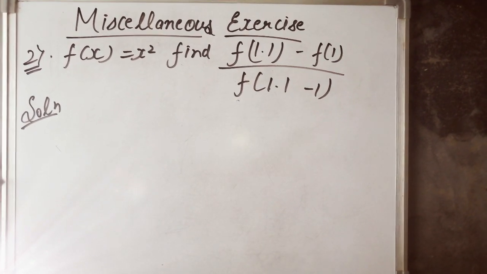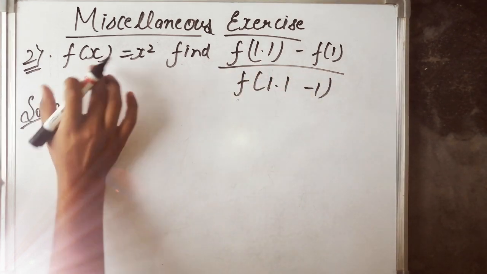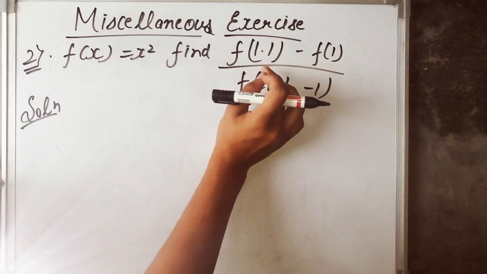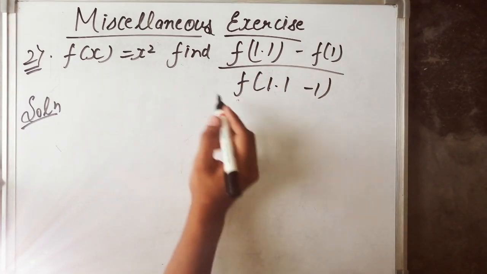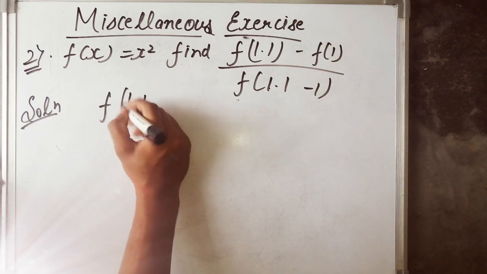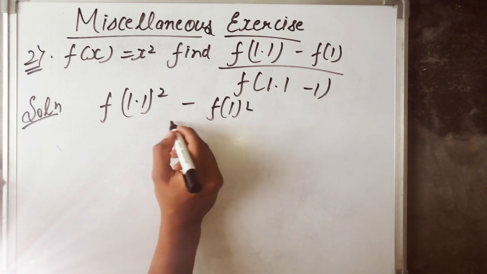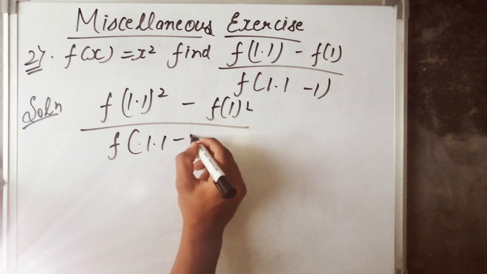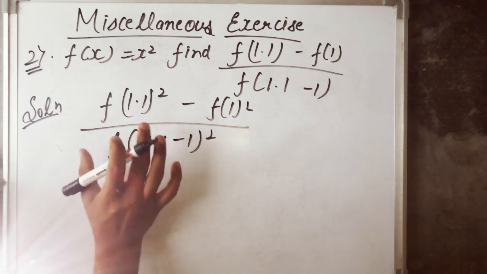We are given that f(x) is equal to x square, and we need to find out (f(1.1) minus f(1)) by (1.1 minus 1). Let's take this function: (1.1 square minus 1 square) by (1.1 minus 1). Do you know why I took the square here?